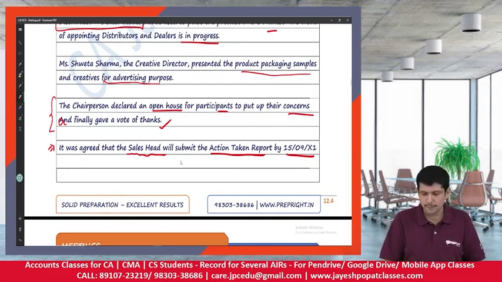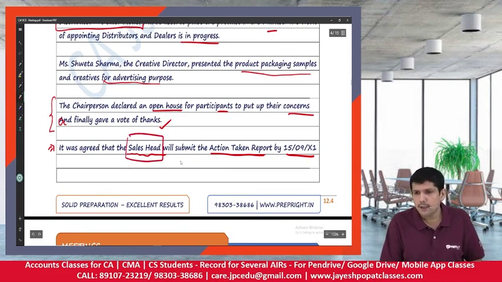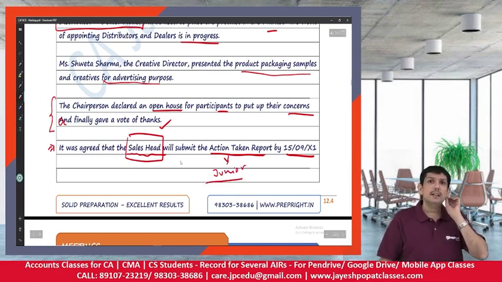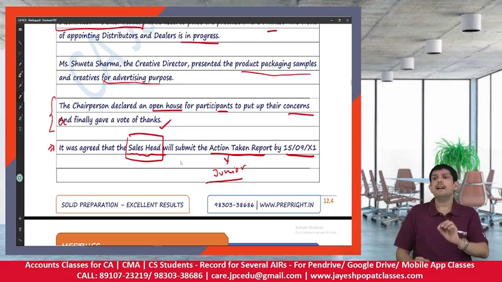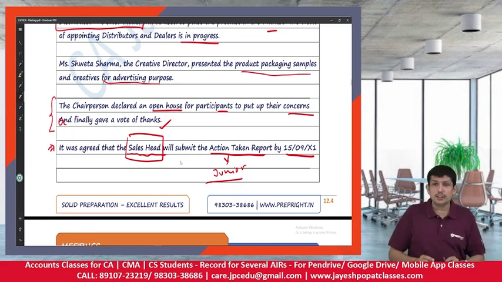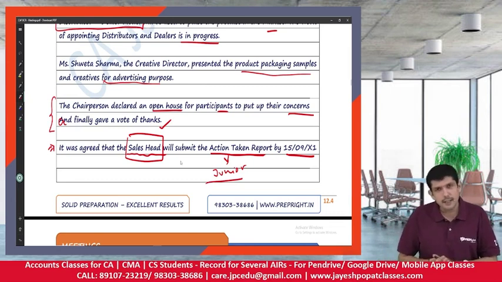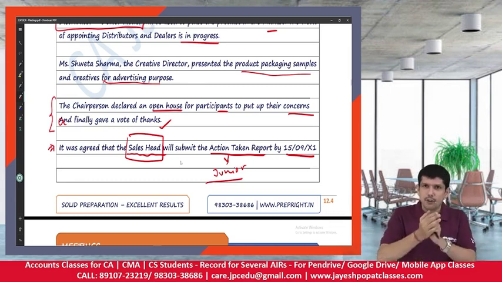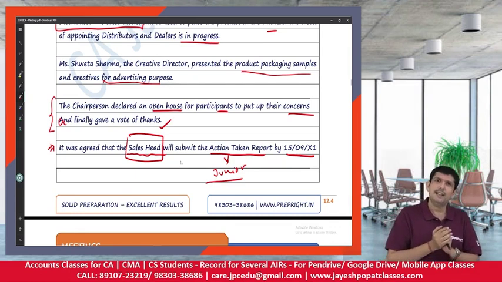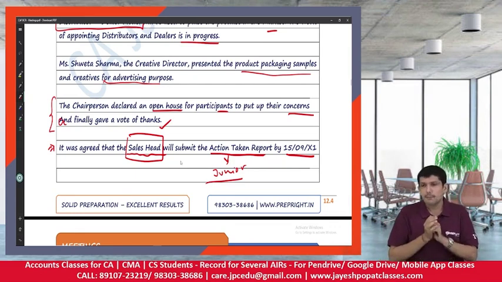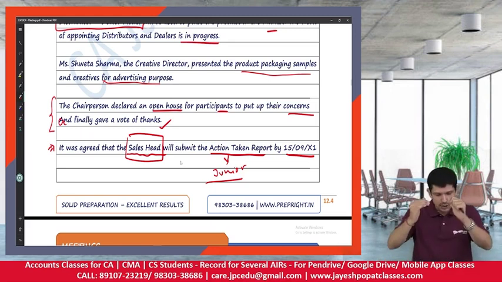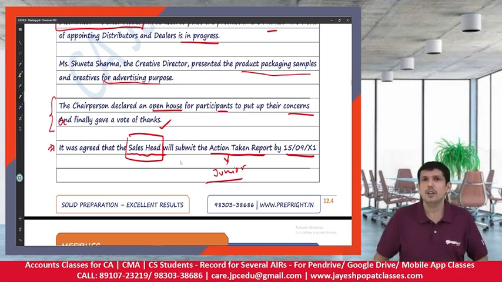Now also remember that this is how it practically happens. Who will prepare the ATR? Practically the junior most participant in the meeting will prepare the ATR, because you cannot tell your senior, now you are supposed to prepare the action taken report. You will be in trouble. So generally the buck falls onto the junior most person. He will be caught and he will be supposed to prepare the action taken report. So this is how the minutes of the meeting would look like.